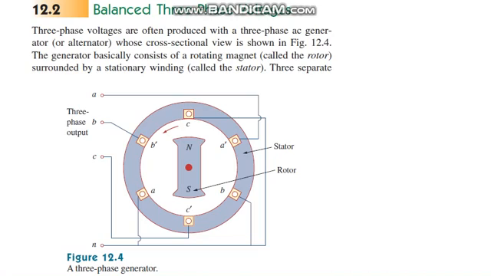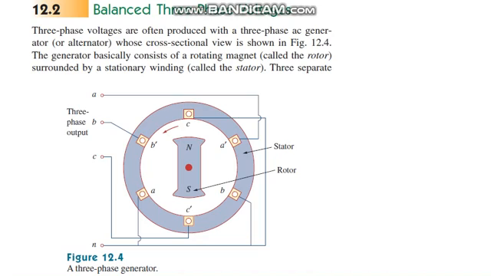Now coming back to the point that we have to discuss about balanced three-phase voltages: how they are generated, how they are distributed, how they function, and why we use three-phase systems. I have told you earlier that power generation and distribution are completely dependent on three-phase. Three-phase voltages are often produced with a three-phase AC generator, which is also known as an alternator.